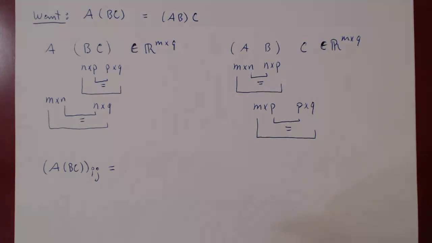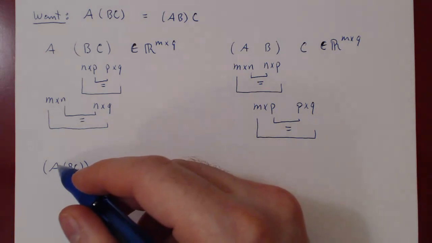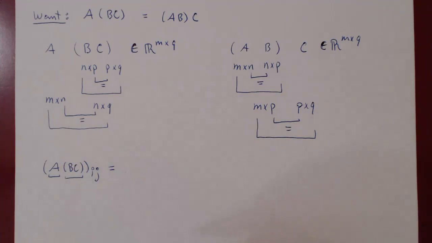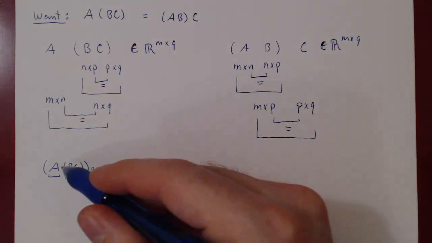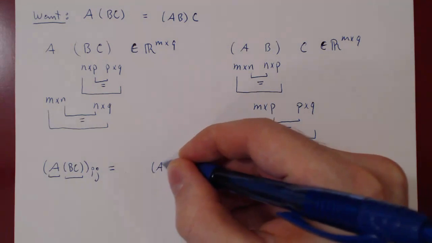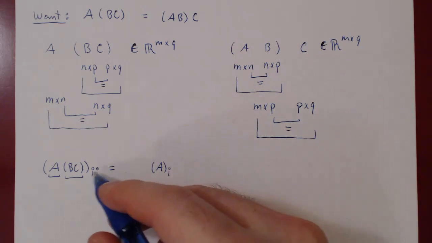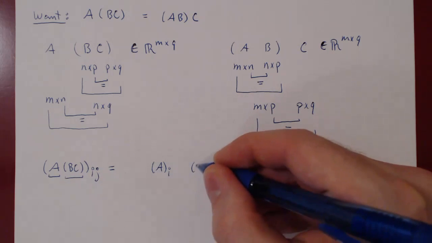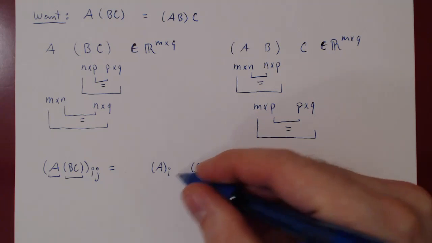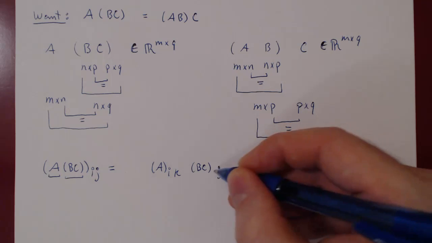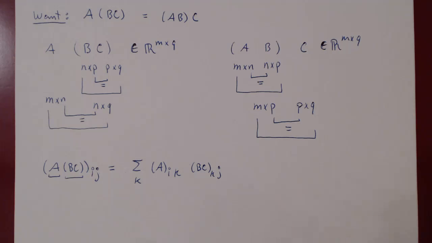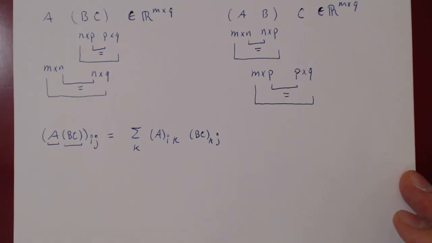Well, once again, when we have a product, this is A times the matrix BC. If we want the entry of this product in the ith row, jth column, we take the ith row of A. We take the jth column of the second matrix, which is BC. We multiply corresponding entries, so 1 with 1, 2 with 2, in general k with k, and we add them up. That's our first summation, our first expansion.